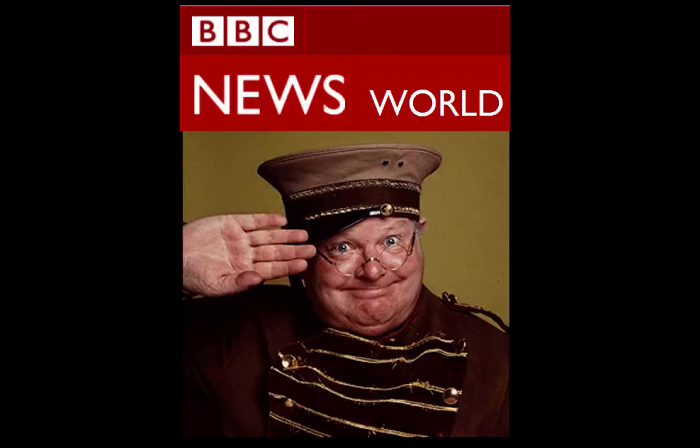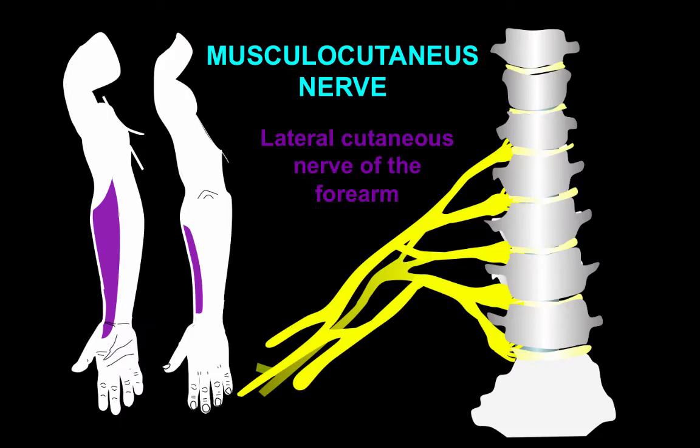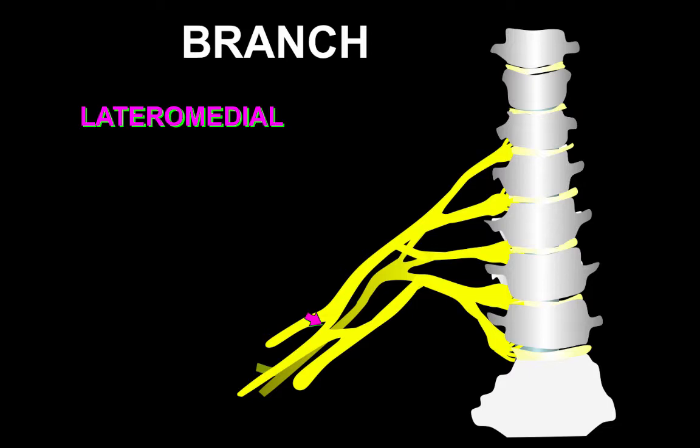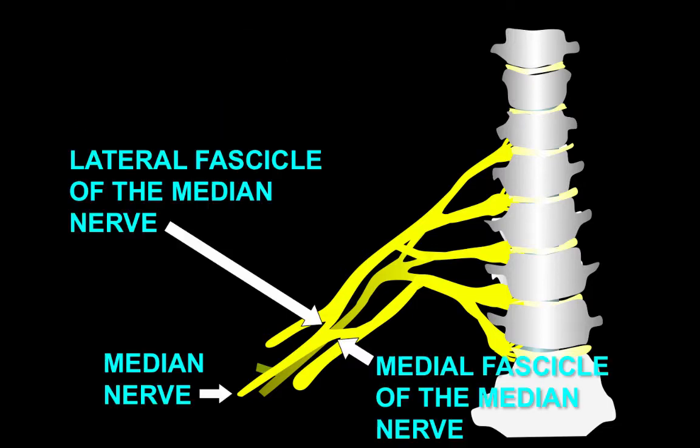The muscles innervated by the musculocutaneous nerve can be memorized using the acronym for the British Broadcasting Company, BBC. The B stands for biceps brachii, the second B stands for brachialis, and the C for coracobrachialis. The musculocutaneous nerve, through the lateral cutaneous nerve of the forearm, also provides sensory innervation to the cutaneous region of the external forearm.